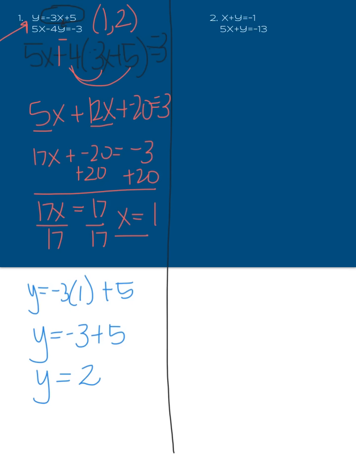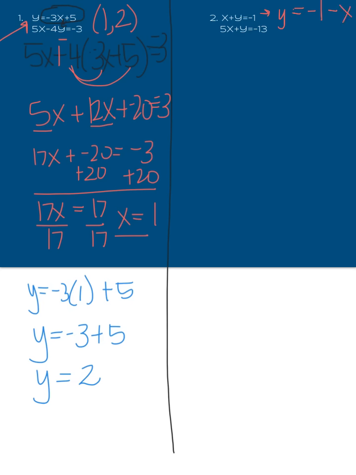So let's try number 2. I have x plus y equals negative 1, and 5x plus y equals negative 13. So I need to solve. So remember, the first step is x equals or y equals. So it doesn't matter which one you rearrange. I'm going to rearrange the top one, and I'm going to get y alone just because that's what we've always been doing. But if you got x alone, it would be fine. So I'm going to rewrite this as y equals -1 minus x.